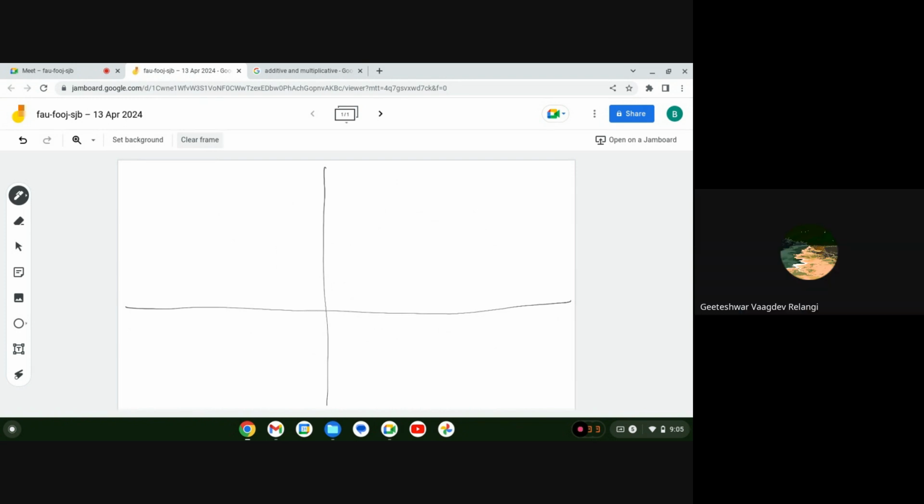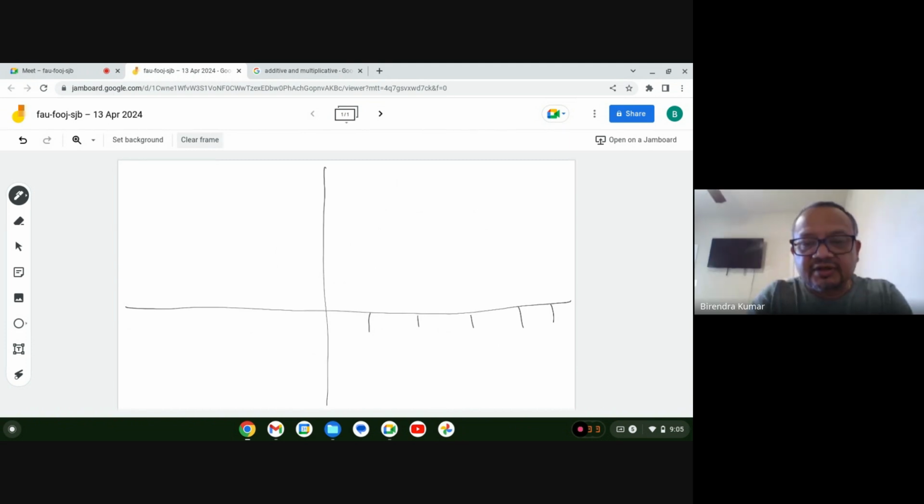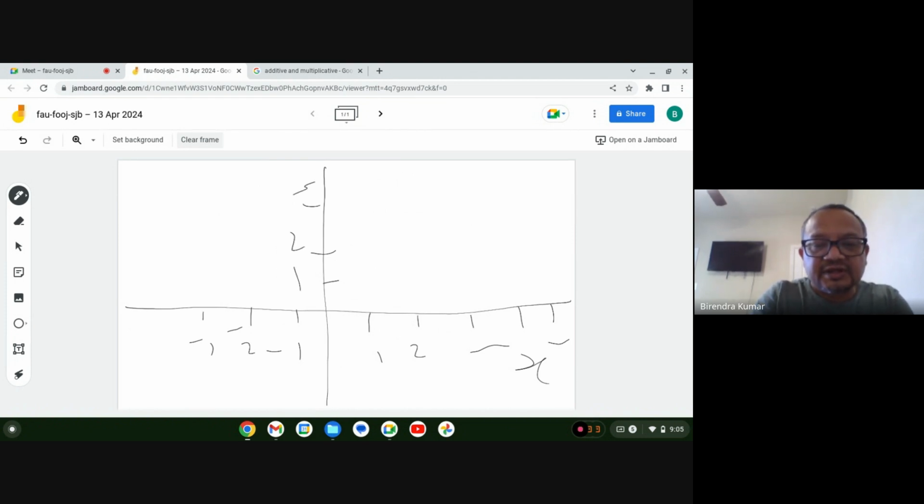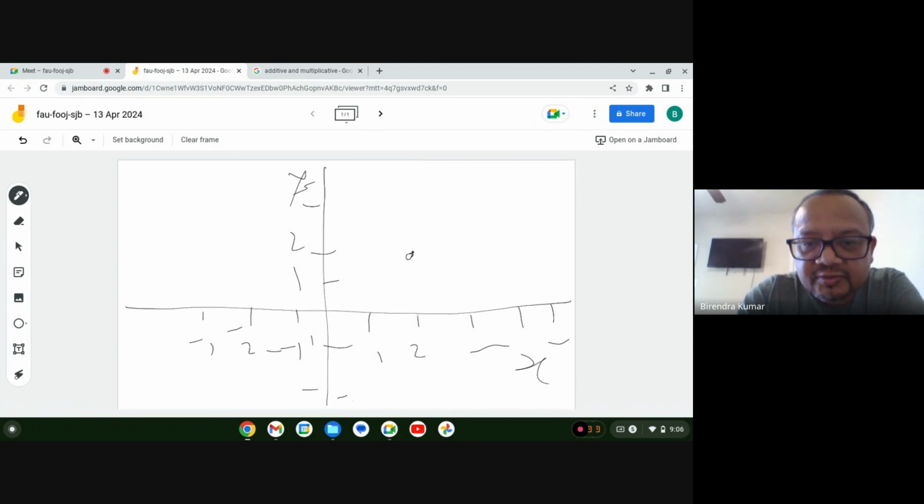What these are... Yeah, these are two number lines. Okay, 1, 2, 3, 4, 5, 6. This is the x-axis. This is -1, -2, -3, -4. Here it is 1, 2, 3, 4. Here it is -1, -2, -3, -4. Okay, so this is the y-axis. Now, let's look at a point here. Okay, this point. I want to identify this point.